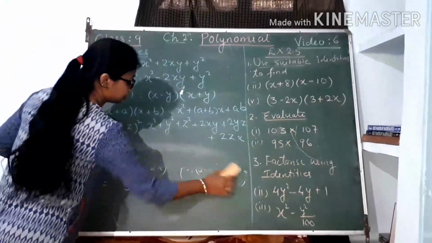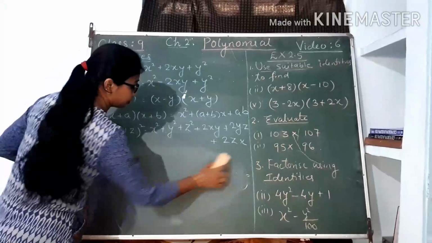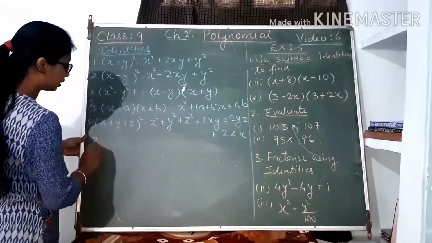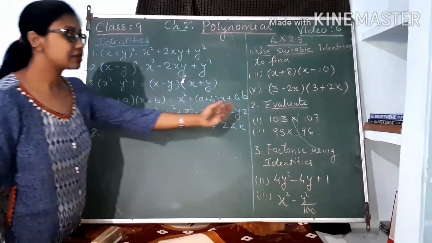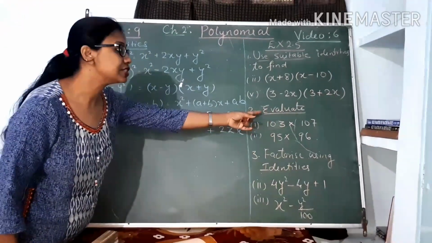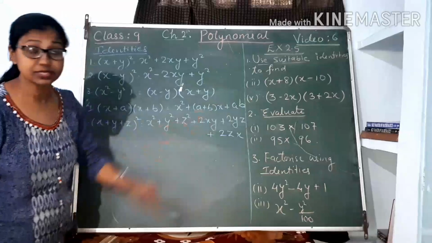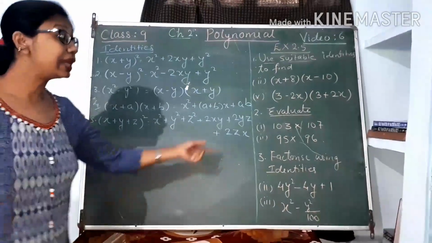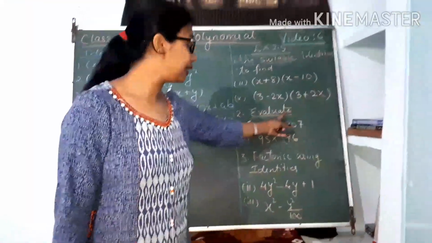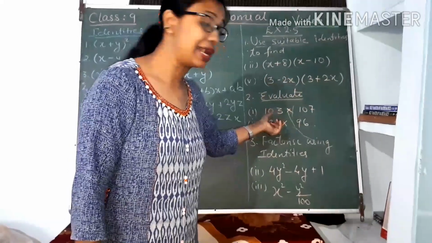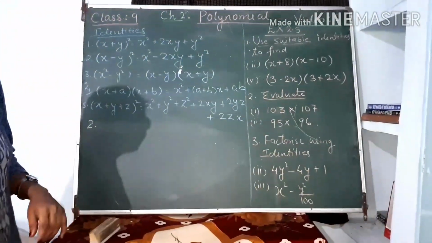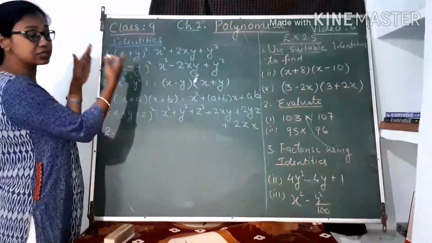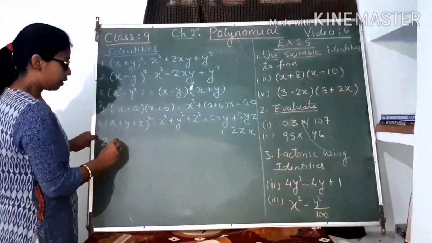Number 2 solution. Solution number 2. Evaluate 103 into 107. That is also, I have written only half part of the question. Evaluate using proper identity without direct multiplication. You are not supposed to multiply these two terms directly. Instead of that we use this identity.